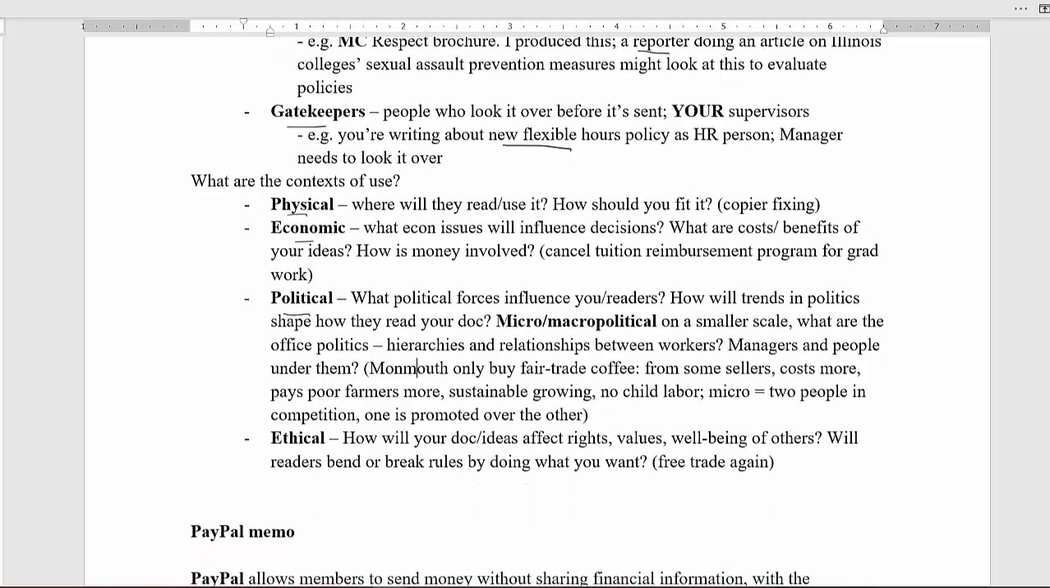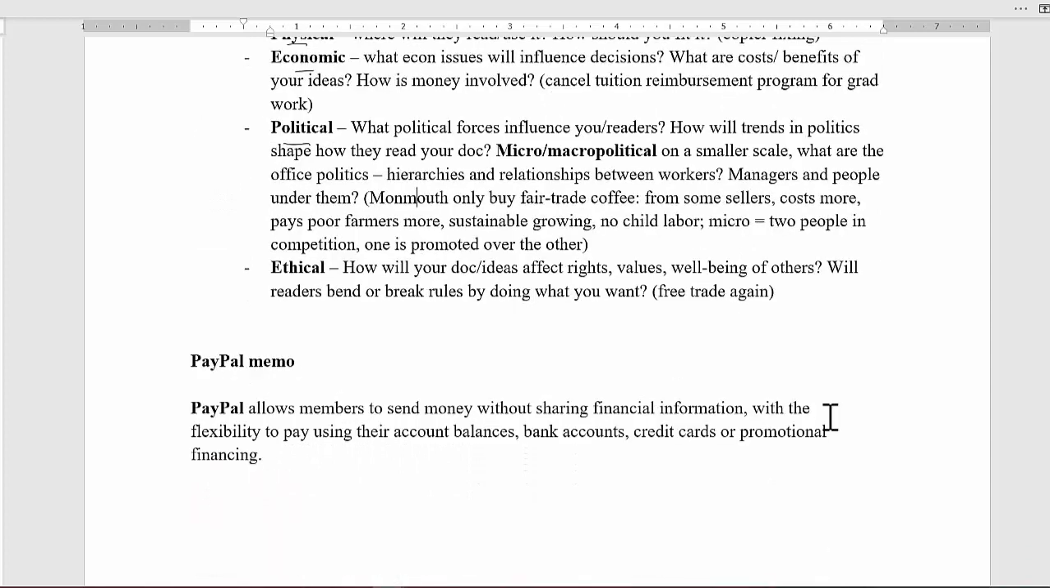The ethical context. How will your document affect the rights, values, and well-being of others? How will people view your document through an ethical framework? So we want to be thinking about how the reader will think about this. Will they use it as a way to create loopholes and bend the rules? Will they look at it in a way that's going to put our company in a bad ethical spotlight?